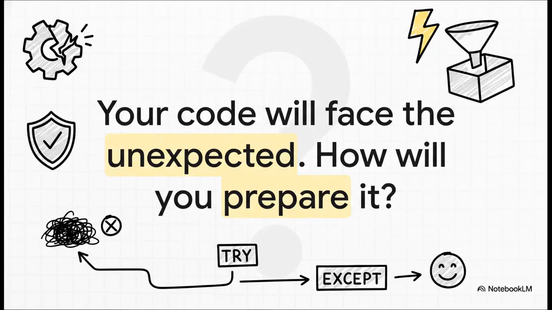So think about where we started. We went from a program that would just crash at the slightest problem to one that can gracefully handle all sorts of unexpected issues. The big takeaway here is that errors aren't just things to be afraid of. They're events that we can and should manage. So the next time you're writing code, just ask yourself this. You know the unexpected is going to happen. How are you going to prepare your code for it?